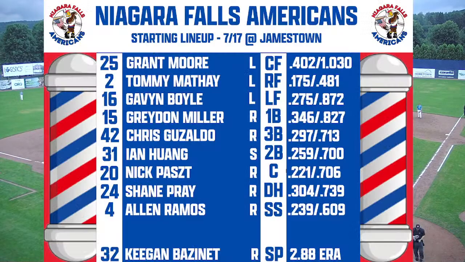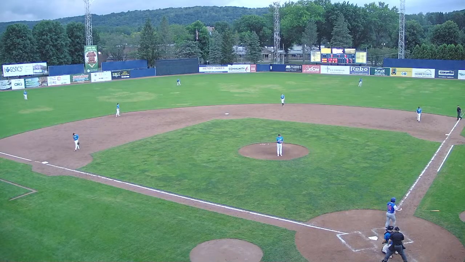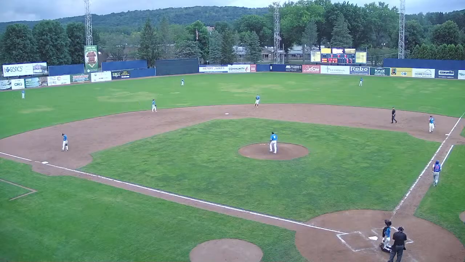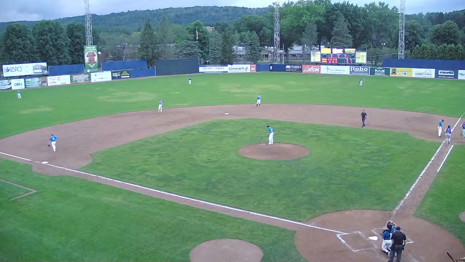So Nick Past, the 7-hitter, is up to start this inning. He'll be followed up by Shane Prey and Alan Ramos. Grant Moore, the leadoff hitter per usual. Gavin Boyle batting 3rd with Mathay sandwiched in between. Graydon Miller, the cleanup hitter, and Gazaldo and Huang in the 5 and 6 slots. Past has an early strike on him and then gets hit. Taking a base right away here in the 7th inning. Americans need to take advantage of every free bag they get down 5-0.